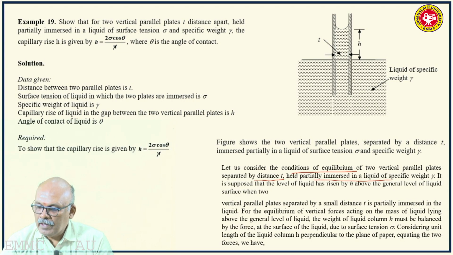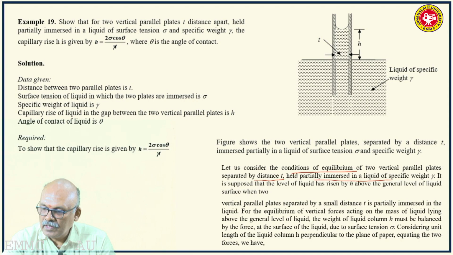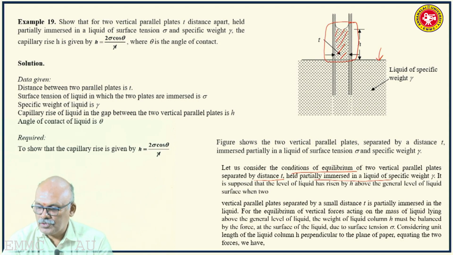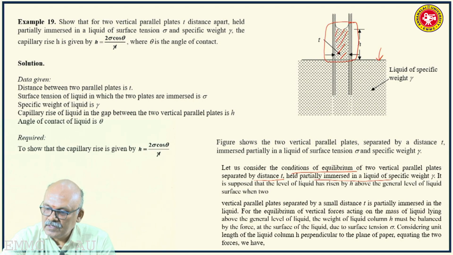Now, for the equilibrium of vertical forces acting on the mass of liquid, you have to consider the equilibrium of the portion of liquid above the general surface of liquid. This is the general surface of liquid in the container. So, you have to consider the equilibrium of this mass of liquid. There is a hatched portion, red hatched portion. So, consider the weight of the liquid of column H that must be balanced by the force at the surface of the liquid due to surface tension.